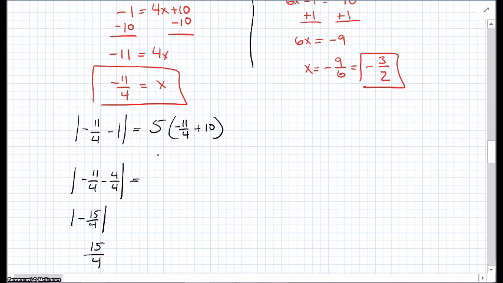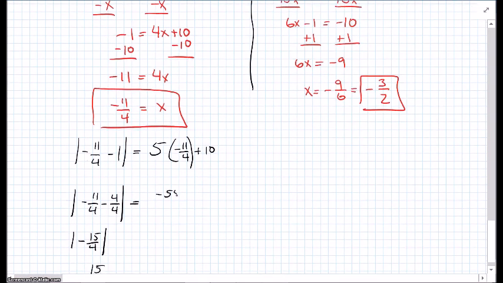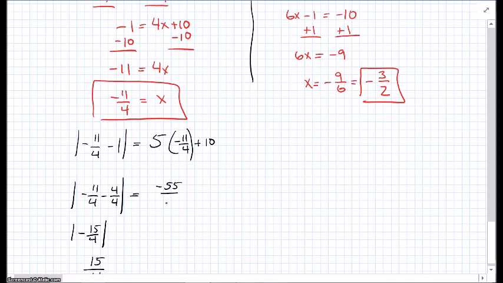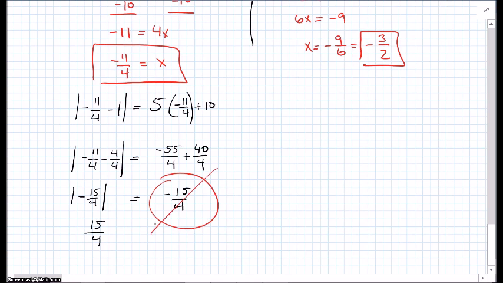The right side was 5x, sorry, I wrote that wrong, plus 10. So 5 times negative 11 over 4 is negative 55 over 4, plus 10, which is the same thing as plus 40 over 4. So my right side is going to be negative 15 over 4. Okay, so that's the kicker. This cannot be negative. So this solution on the left is extraneous.